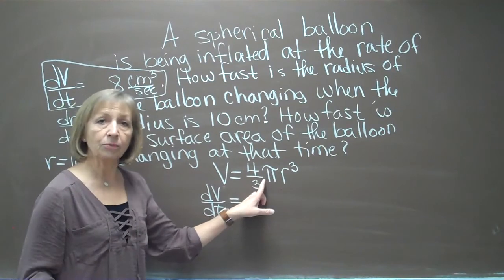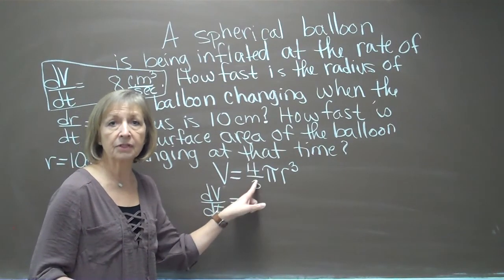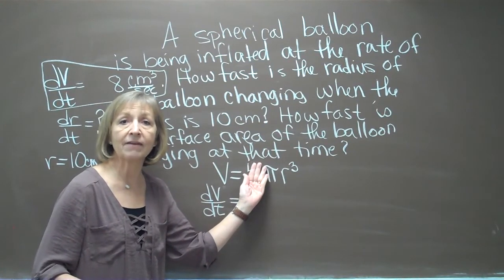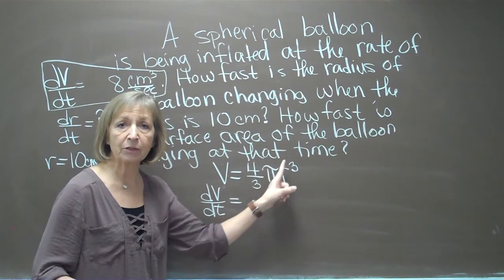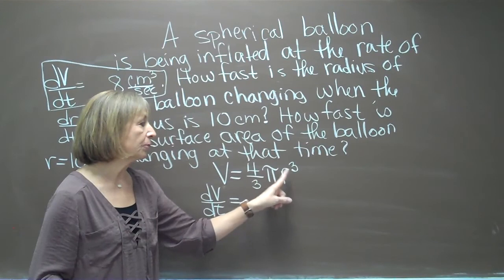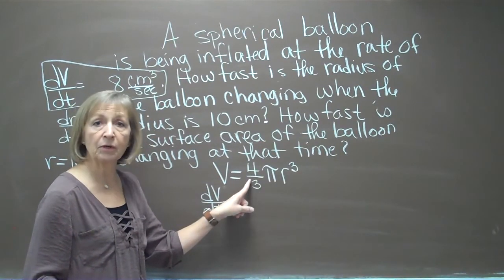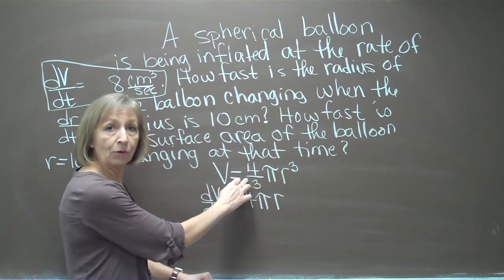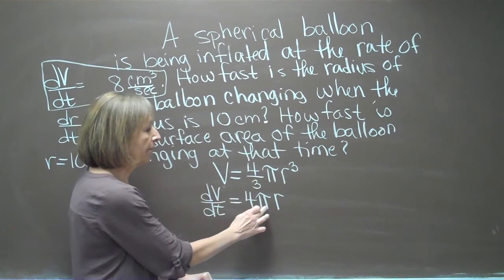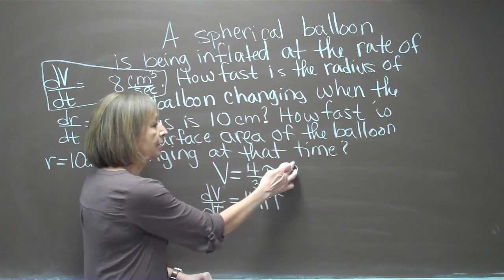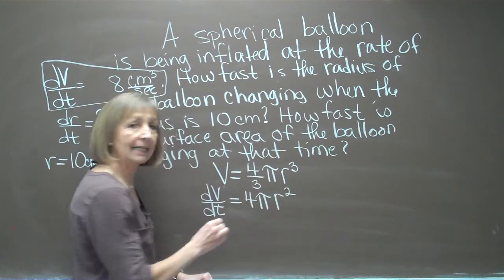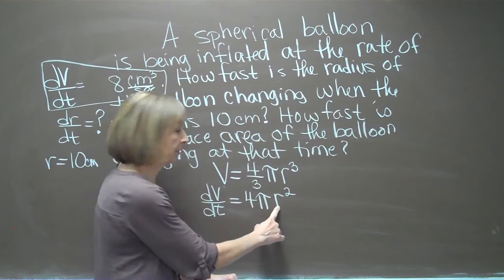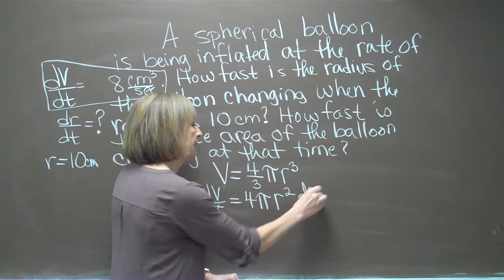And then on the right-hand side, I have 4/3 times pi times r cubed. So I have a constant times my variable to a power. To differentiate it, I'll bring down the exponent, multiply it to the numerical coefficient. So I get 3 times 4/3 is 4 pi r. Subtract 1 from the exponent, I get an exponent of 2. And then multiply by the derivative of r with respect to t. So dr/dt.